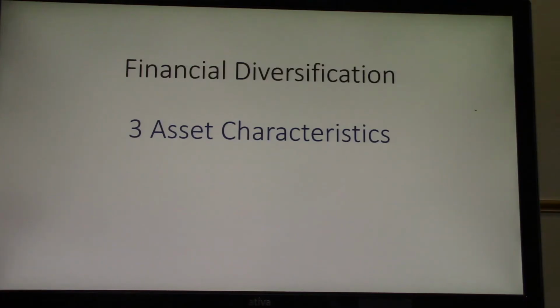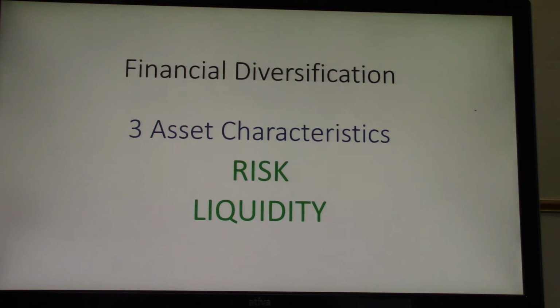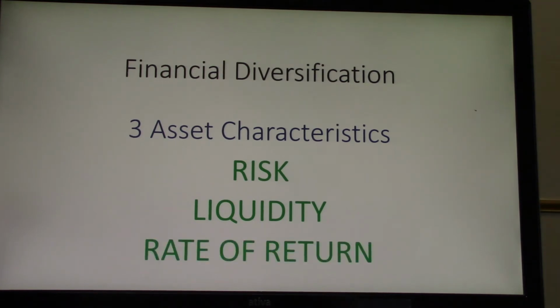But before we get to the 4 major asset classes, let's explore why it's important to be diversified in the first place into those 4 classes. Every asset class has 3 common characteristics. And as the old saying goes, you have to give up something to get something. But what are those 3 common characteristics that they all have? First one is risk, the second one is liquidity, and the third one is rate of return.